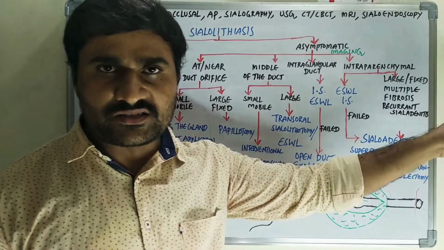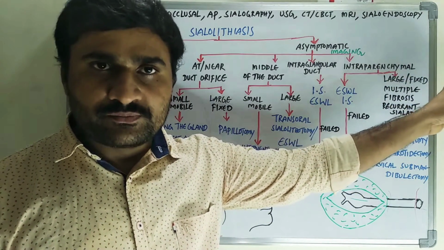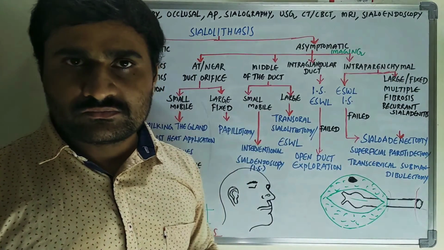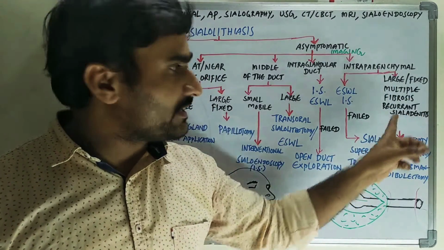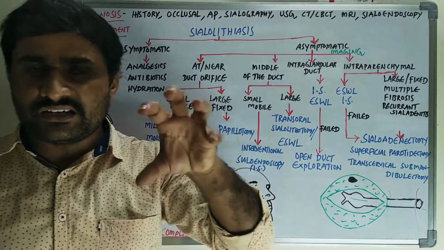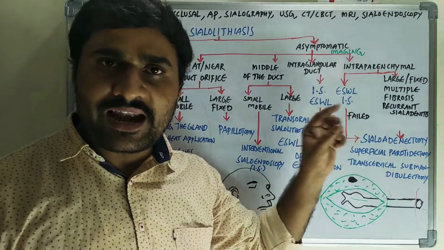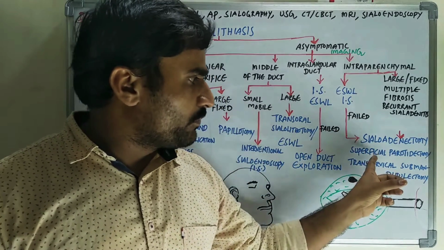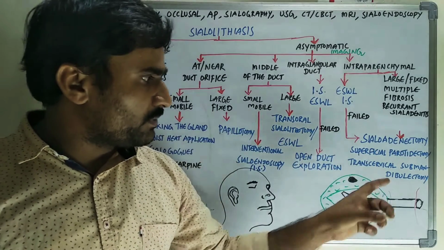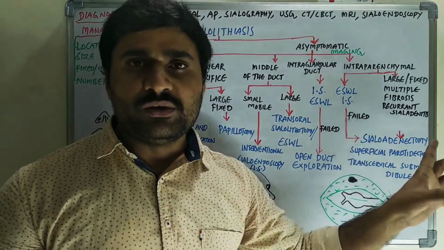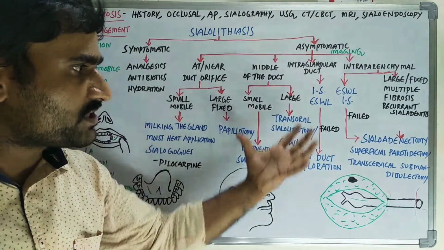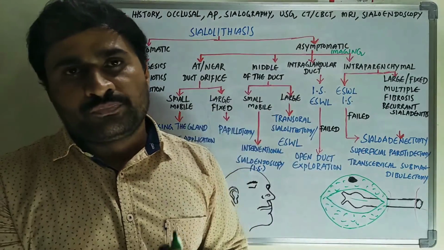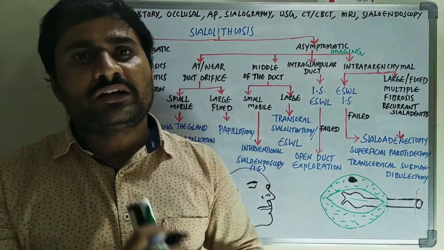And there are some other indications also. In the intraparenchymal position, if the calculi is large and fixed, or if there are multiple calculi, or if there is fibrosis and recurrent sialolithiasis, that is recurrent gland infection, in those cases, you can go for gland resection, that is sialoadenectomy. Especially in the case of parotid gland, you can go for superficial parotidectomy. In case of submandibular gland, you should do transcervical submandibulectomy. Right? These are the options available, and based on the location, how you should choose what type of procedure. Right?